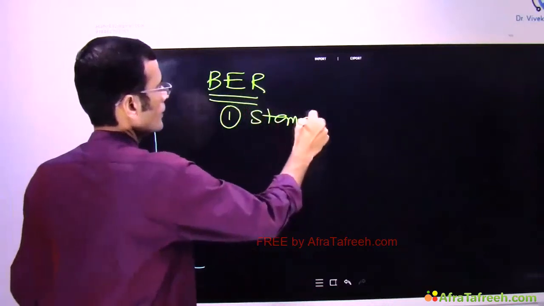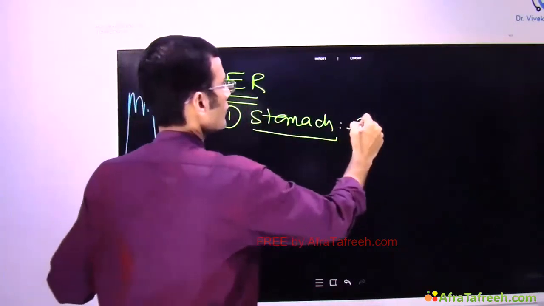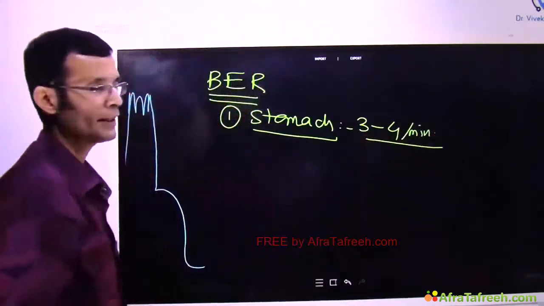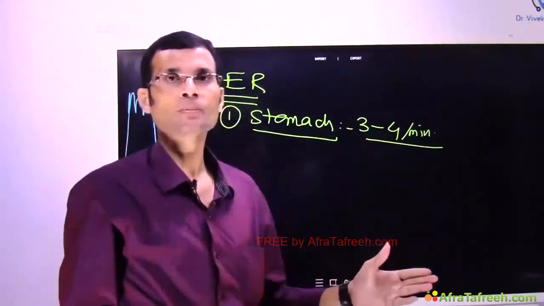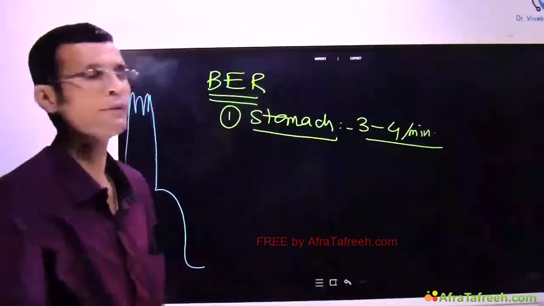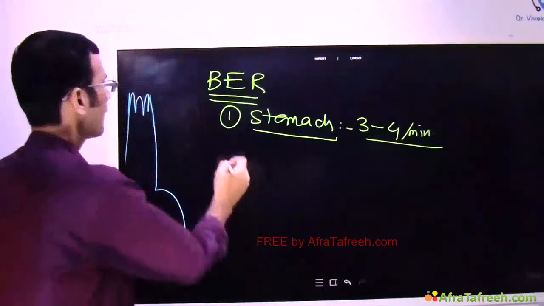Stomach, this electrical activity occurs 3 to 4 times per minute. The BER, basal electrical rhythm, is said to be the electrical activity occurring with what frequency? That's 3 to 4 times per minute.